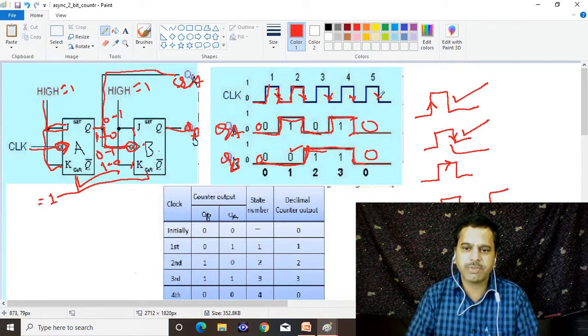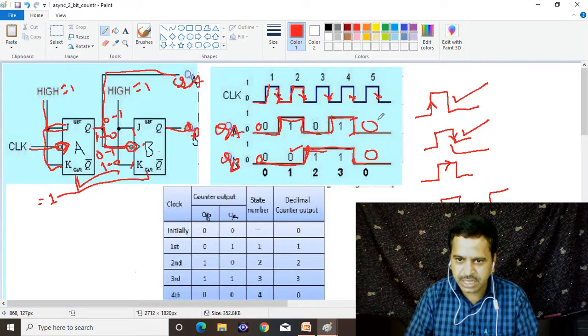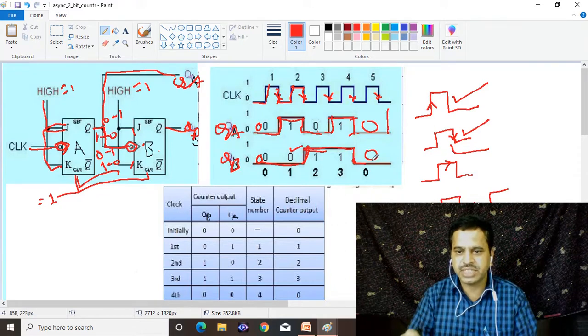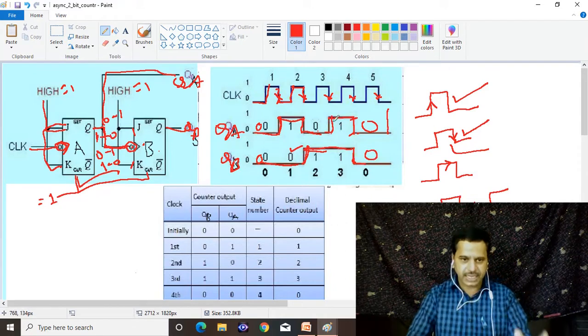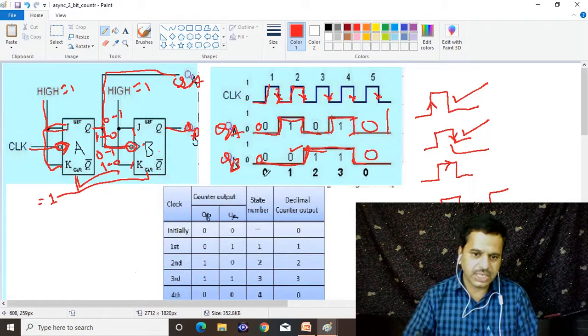When the fifth clock pulse is applied, again it goes from 0 to 1, and it remains high. In this fashion, the 2-bit asynchronous counter is working.